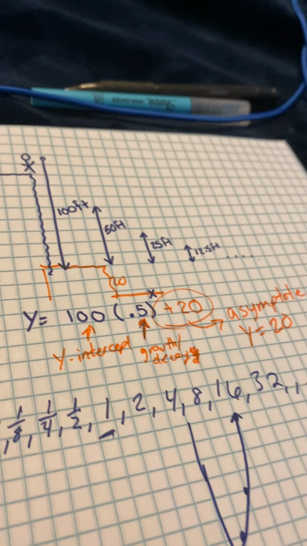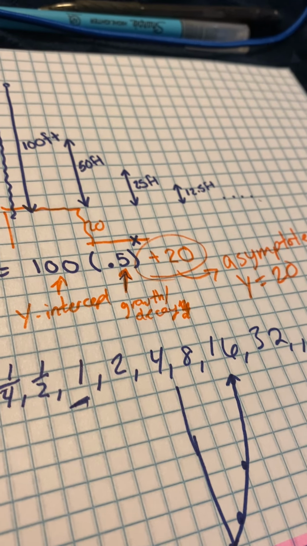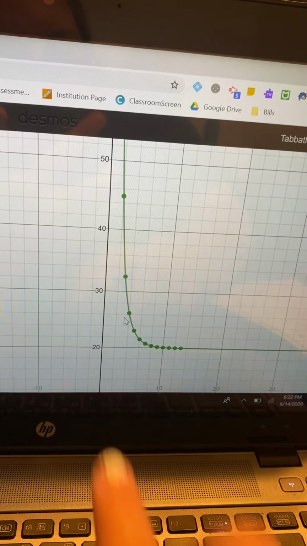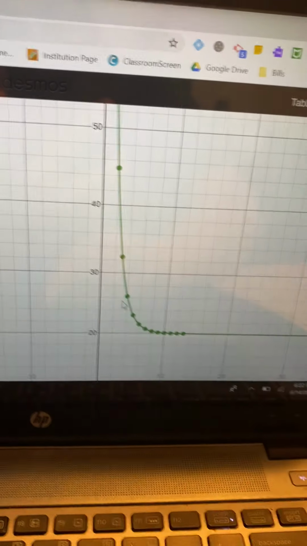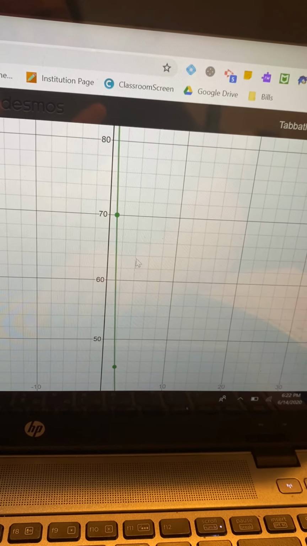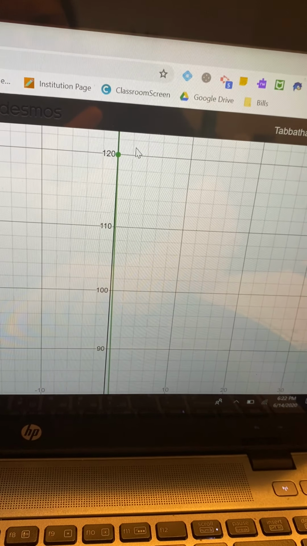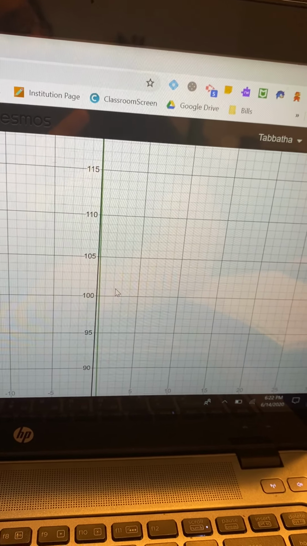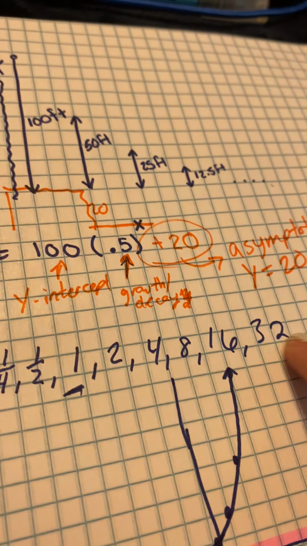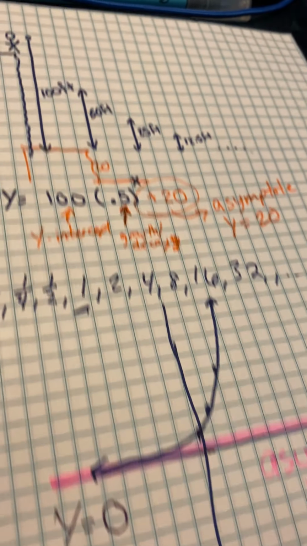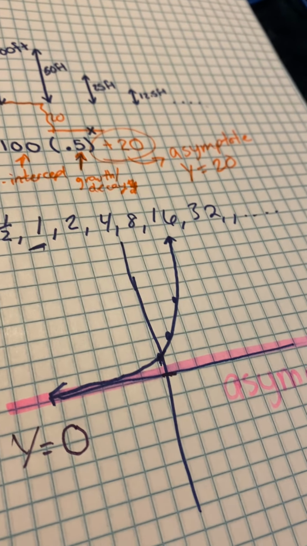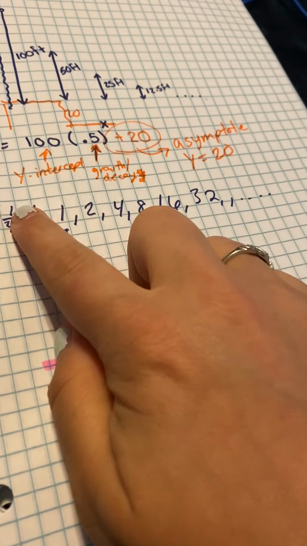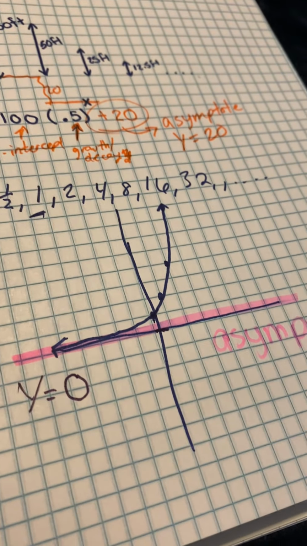So by looking at the equation, we can identify some key features for our exponential functions. If we're looking at the graph, we can determine the same thing. So our asymptote is where it flattens out. Our y-intercept is our starting value, so where it crosses the y-axis. And the growth or decay factor is a little bit harder to tell on graphs. It's best if you have the equation or the list of numbers. So those 3 features is what you need to be able to recognize from an exponential: the y-intercept, the growth or decay factor, and the asymptote.